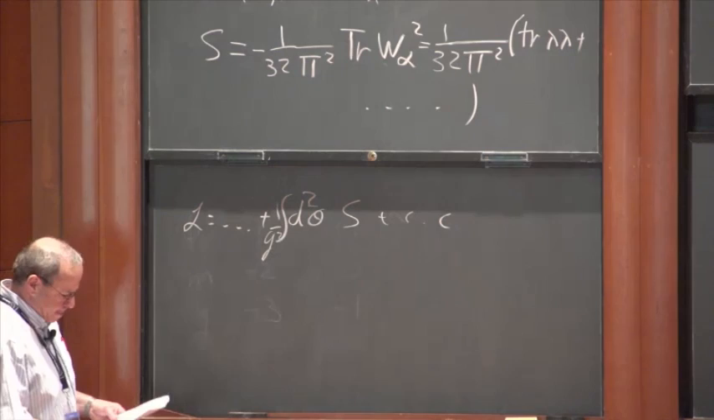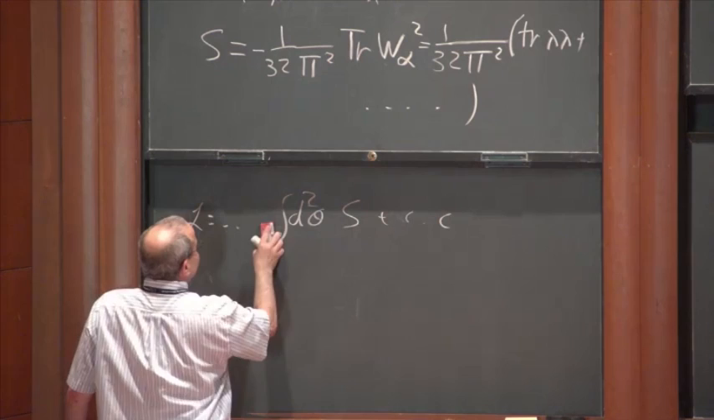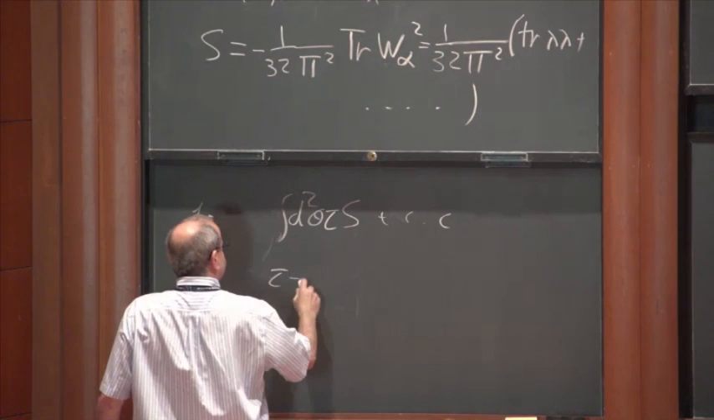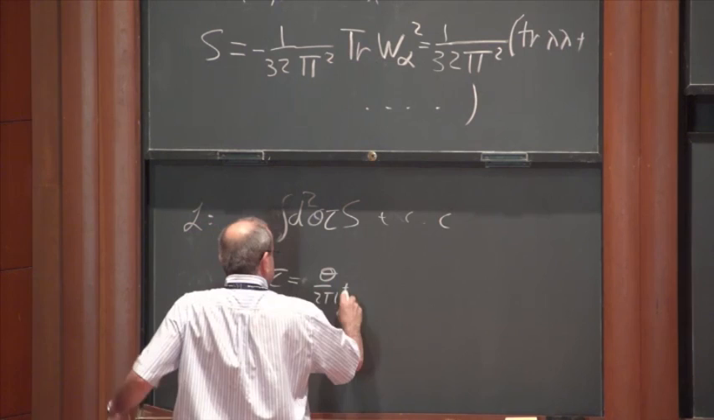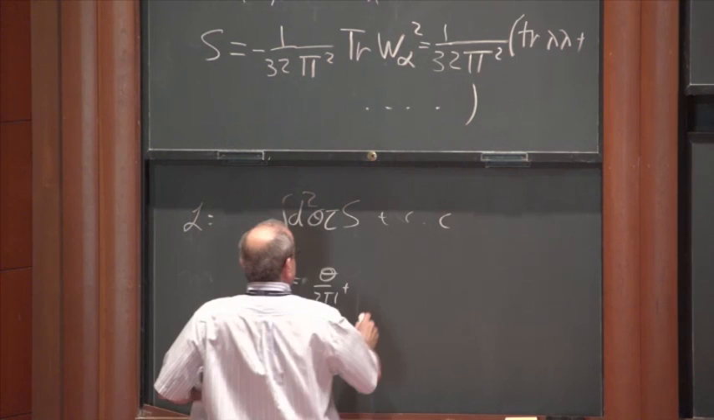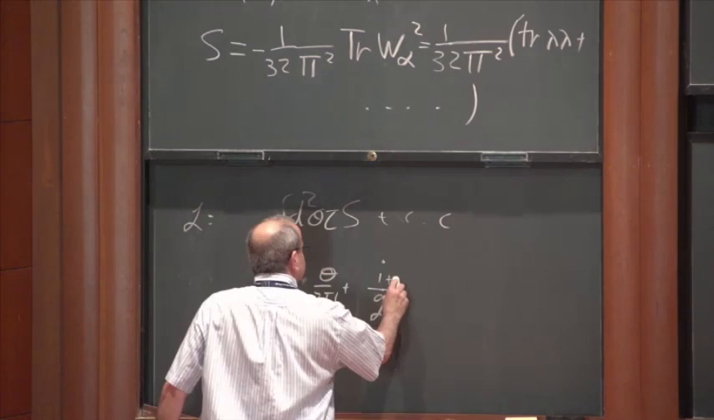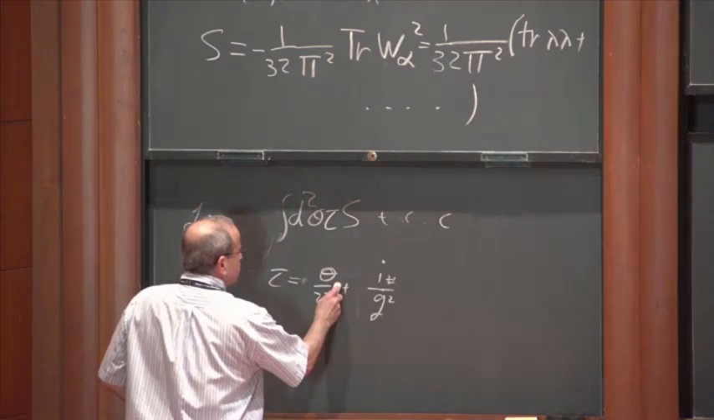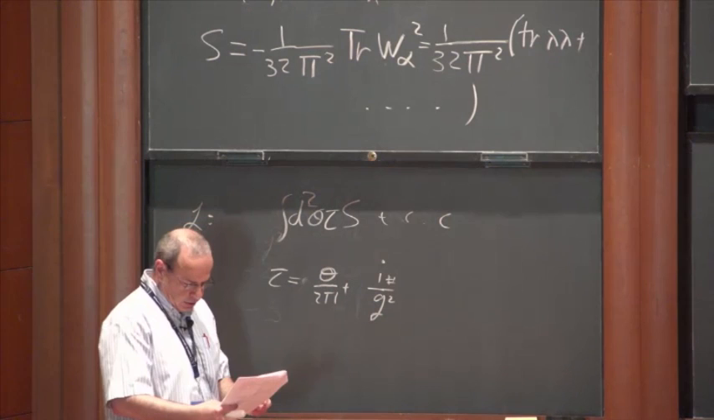And I can also replace this 1 over g squared by a complex number. I'll call it tau. And tau will be theta over 2 pi plus, what's the coefficient over g, with the prefactor that I will get straight soon. So this theta is the same as the QCD theta angle and multiplies the topological charge. And this is the gauge coupling constant. And they appear together in this combination.